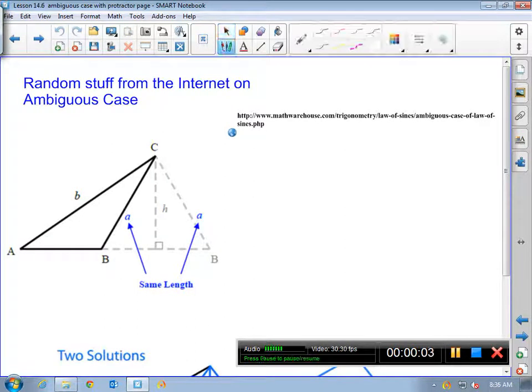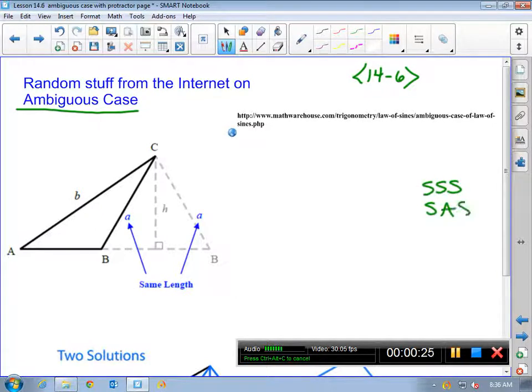Today we are doing lesson 14.6, titled The Ambiguous Case. We have covered the law of cosines and the law of sines, and they've taken care of, just thinking out loud here, side-side-side, side-angle-side, angle-side-angle, angle-angle-side. They've taken care of a bunch of these.